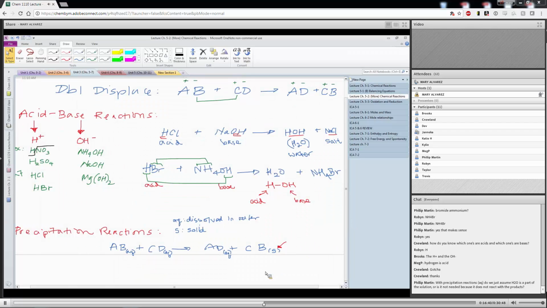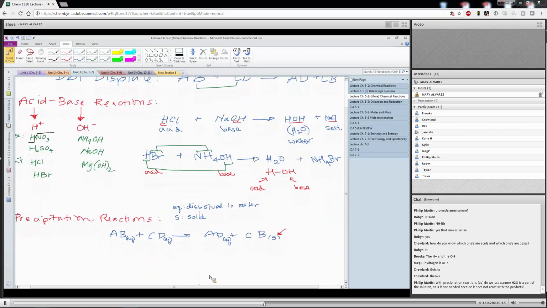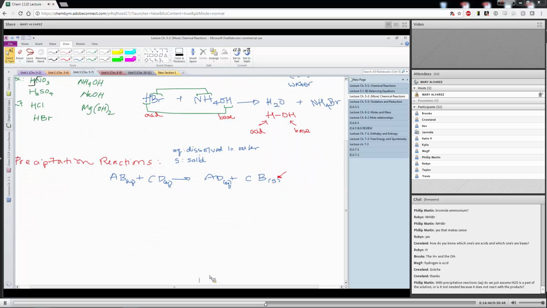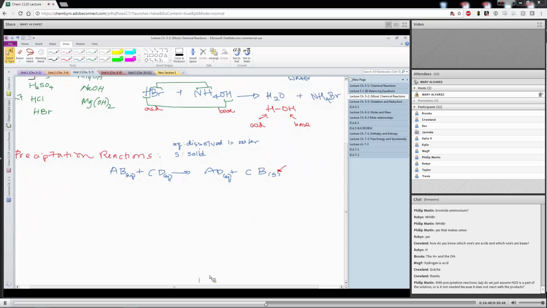All right, so that's the next question. How do I know what's going to be dissolved in water and what's going to be a solid? There is a set of rules that you are going to need to memorize to know which that's going to be. Now we learned two chapters ago, when we talked about ionic compounds, that ionic compounds dissolve in water and they dissociate in water. Do you guys remember that?